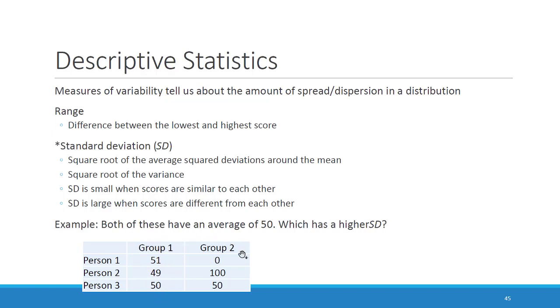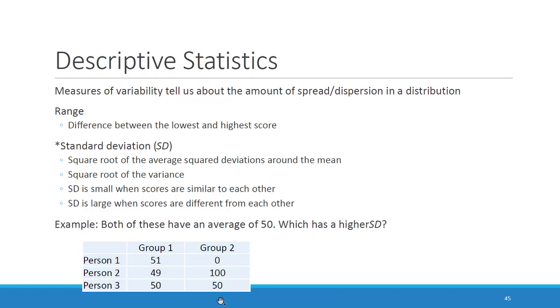Now let's take group 2. For group 2, our mean is also 50. However, person 1 scored 0, person 2 scored 100, and person 3 scored 50. So if we were to add these three up, we would get 150, and we divide by 3, so our mean score is 50. However, is 50 a really accurate representation of the scores of group 2? Well, not really, because it's not taking into account that somebody got a 0 and somebody got 100. In other words, the scores are largely different from one another.